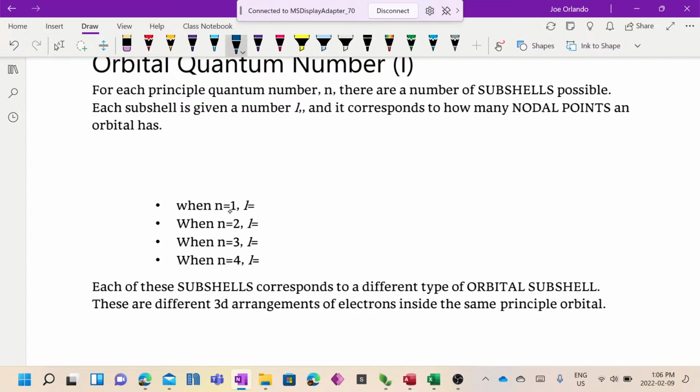So, n equals 0, L can be equal to what? Sorry, just one moment here.